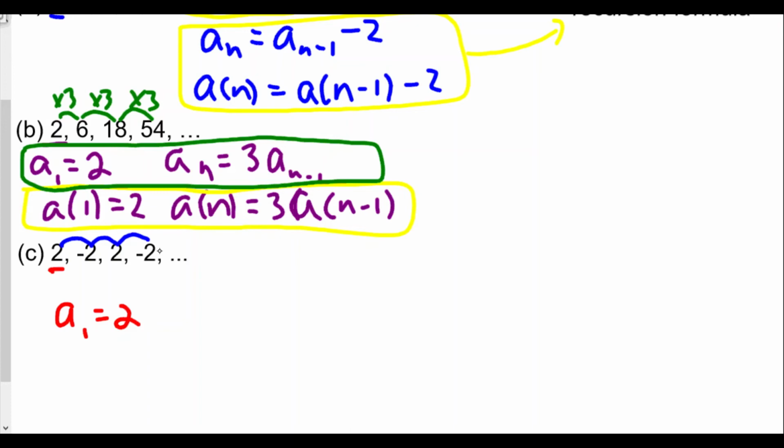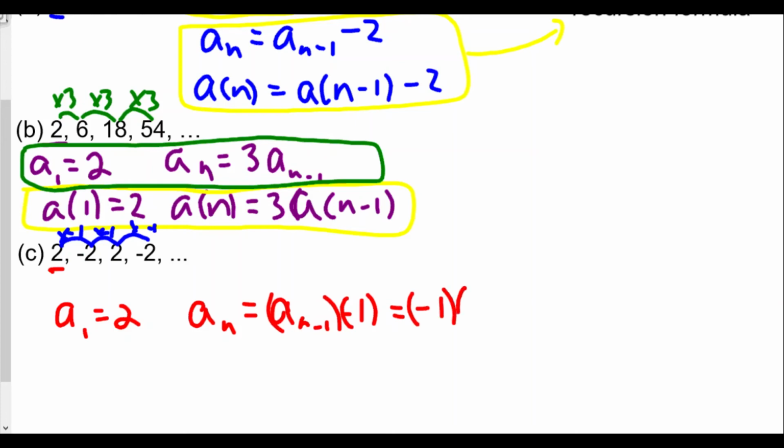However, we could see this as times -1, meaning in this case 2 times -1 is -2. I multiply -2 times -1 to get +2, and then I multiply 2 by -1, I get -2. So it looks like in this case that we're multiplying the previous term by -1 to get the next term. So we would say in this case, a of n is equal to a of n minus 1 times -1, or I might write it this way, put the -1 in the front, -1 a sub n minus 1.